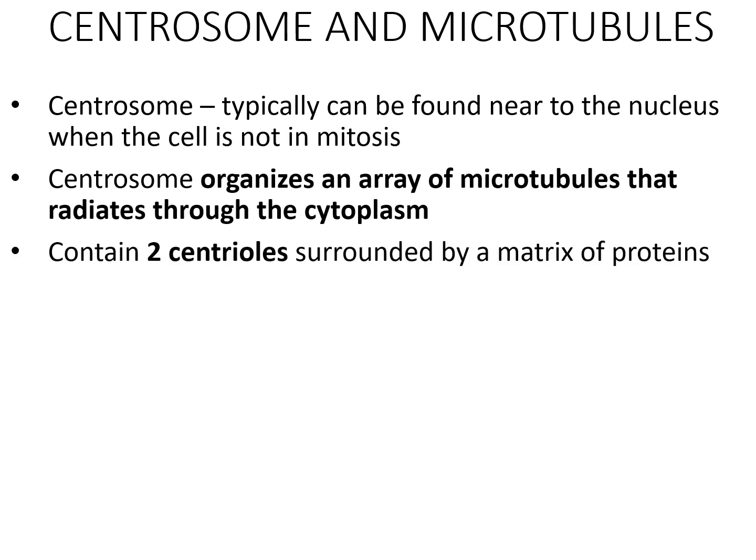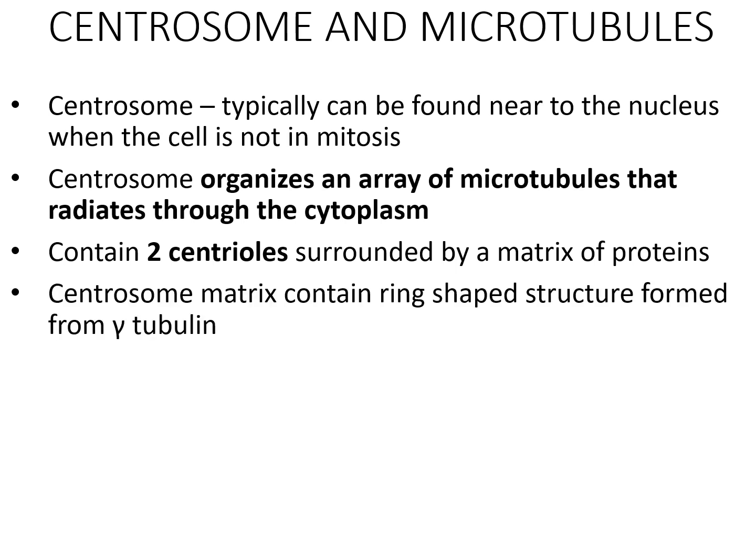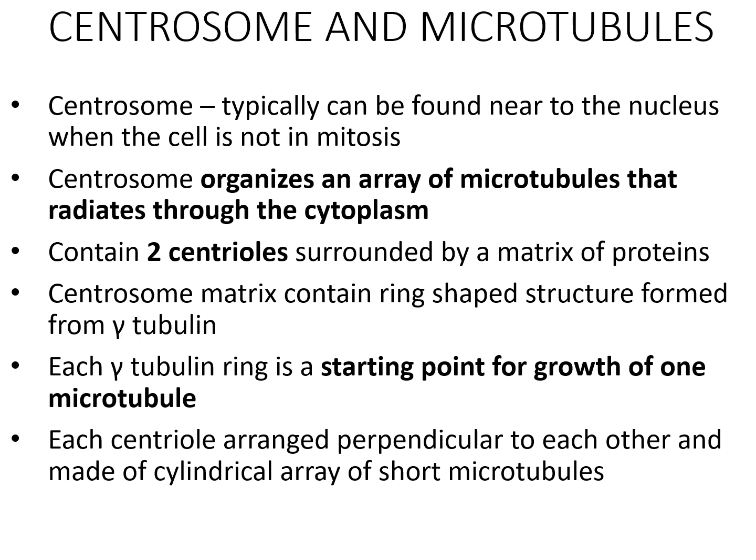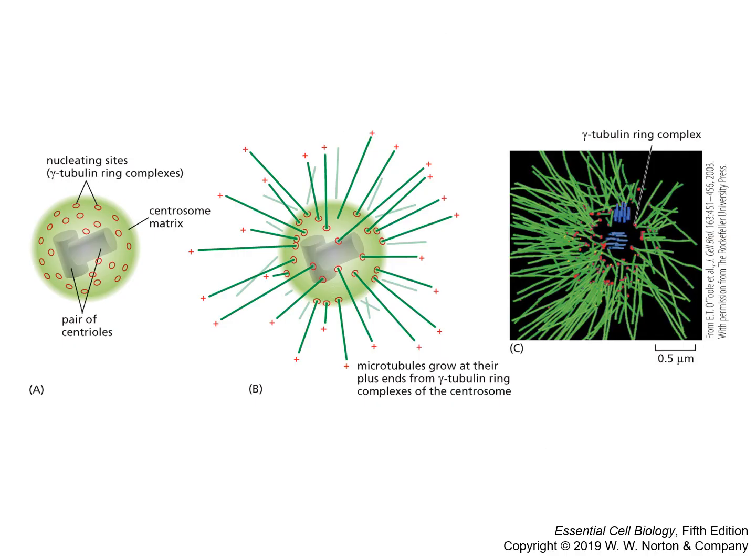You might remember that centrosomes contain a pair of centrioles surrounded by a protein matrix. This centrosome matrix contains ring-shaped structures formed from gamma tubulin. Each gamma tubulin ring is the starting point for the growth of one microtubule. The centrioles are arranged perpendicular to each other and made of a cylindrical array of short microtubules. Here is a picture of the pair of centrioles surrounded by the gamma tubulin rings.